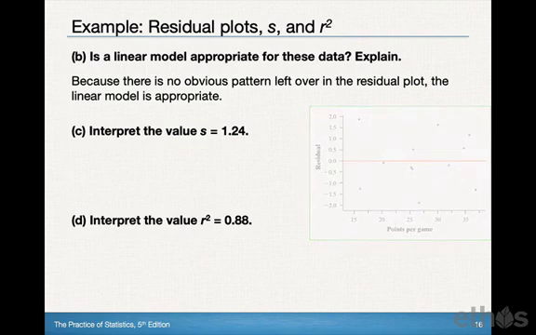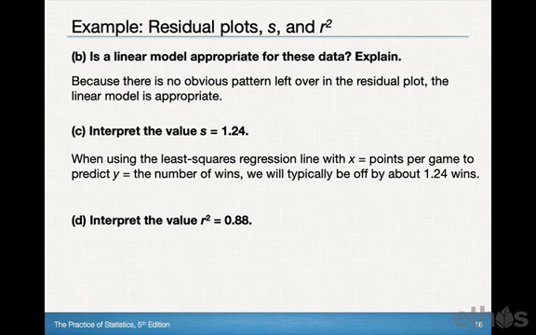Now, the word interpret is here again, okay? And so S is the standard error or the standard deviation of the residuals, and according to the formula, it says, okay, and here's your interpretation: we will typically be off in predictions about the number of wins a team will have based on their average points per game by about 1.24 wins. And we were off by 1.6, so that standard deviation is pretty close for the one value that we observed.